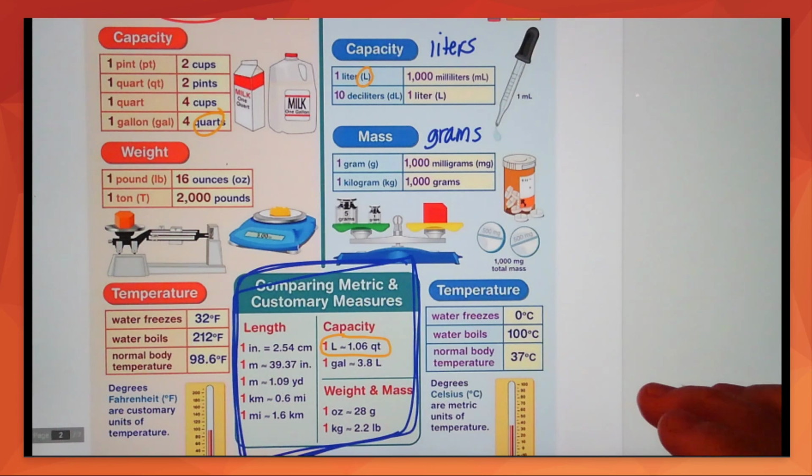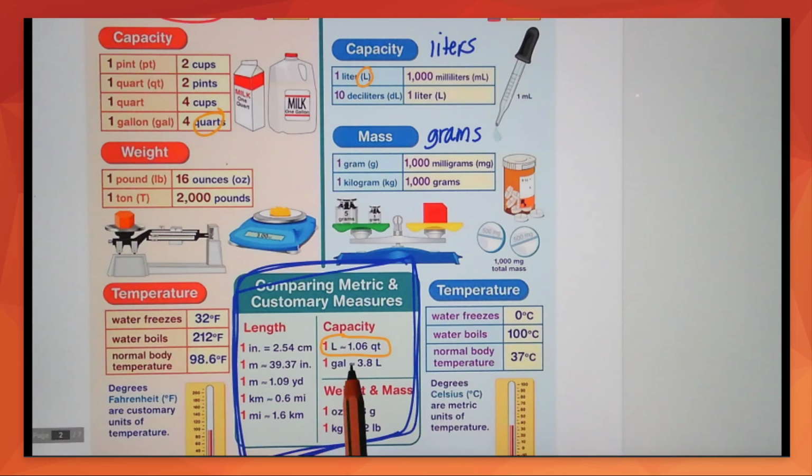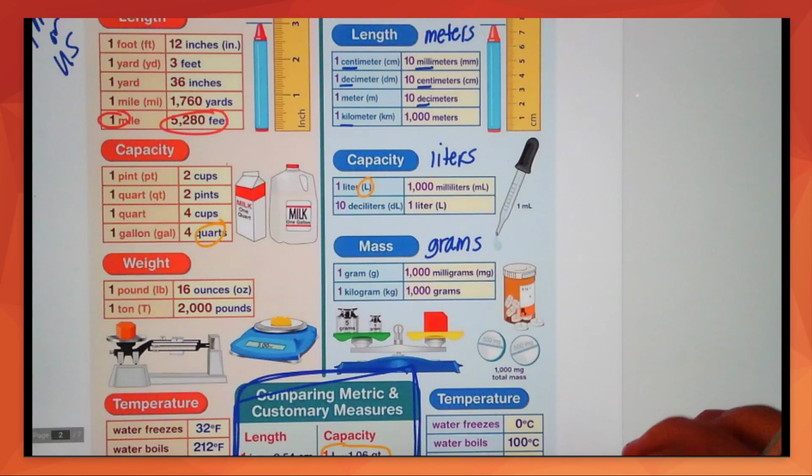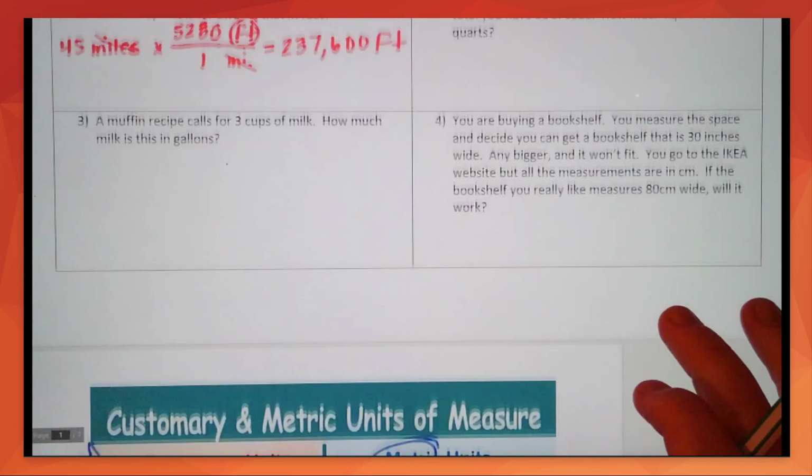In every 1 liter, there is 1.06 quarts. Now that's approximate, okay? That's what this little squiggly line here, this double tilde sign, means. That means approximately. We're just going to use 1.06, but just know that that measurement is approximate, and the reason for that is because they're in 2 different unit systems of measurement.